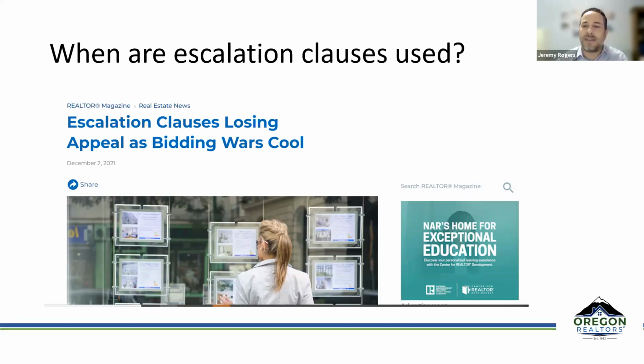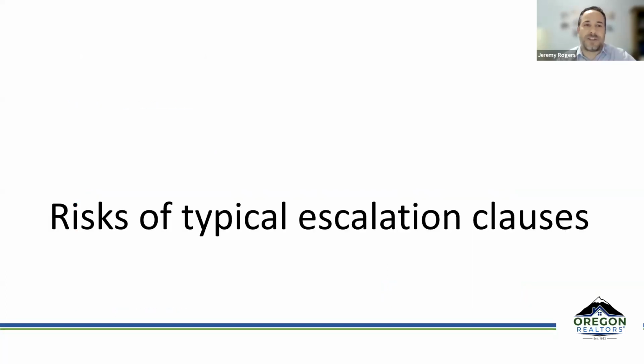We were seeing a lot of escalation clauses a few years ago, but over the last year or so, that's really cooled off. Here's a headline from NAR saying that escalation clauses are losing their appeal as the bidding wars cool off. That was at the end of 2021. So you're probably seeing a lot less of these now than you were, say, 2 years ago.